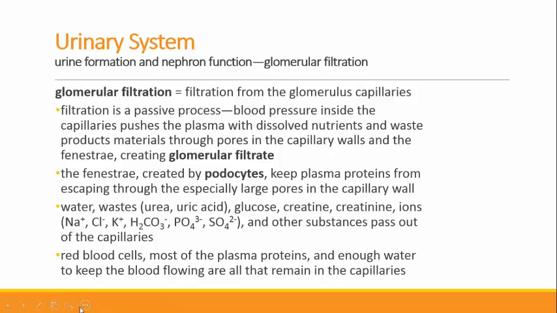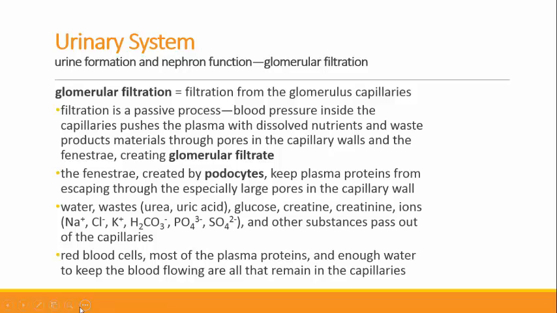Lots of ions, electrolytes like sodium and potassium, chlorine. I screwed up again, it looks like. H2CO3 minus, that should really be HCO3 minus. That's the bicarbonate ion. PO4 3 minus, SO4 2 minus. Those are the phosphate and sulfate ions. And other materials are all lost into the glomerular filtrate from the capillaries.